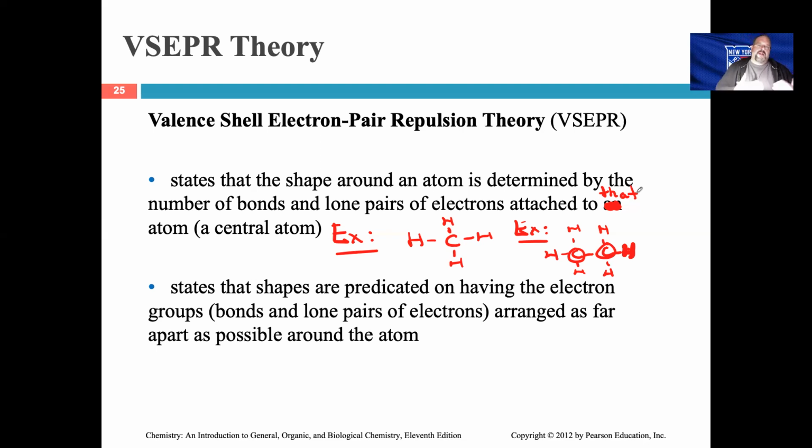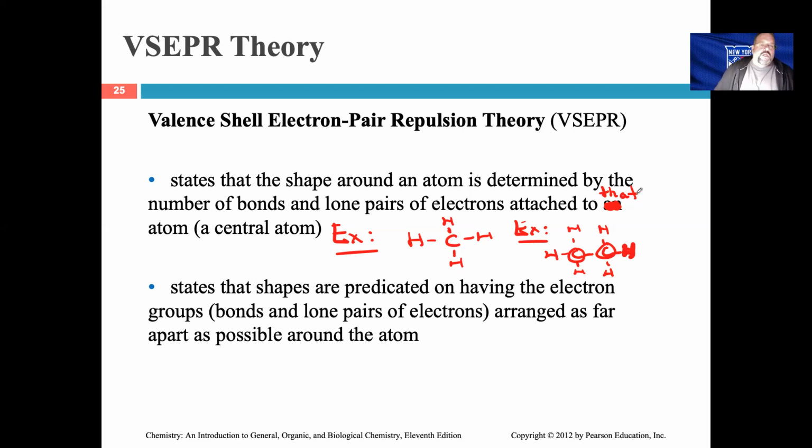So you have bonds that contain electrons. You have lone pairs that contain electrons. Well, electrons have negative charges. So if they get too close to each other, that's going to be a repulsive force. So that's what the shapes are predicated on: having the bonds and lone pairs arranged as far apart as possible to minimize possible repulsions.